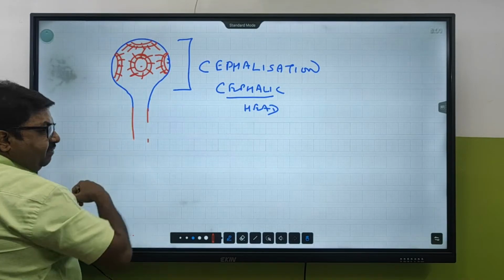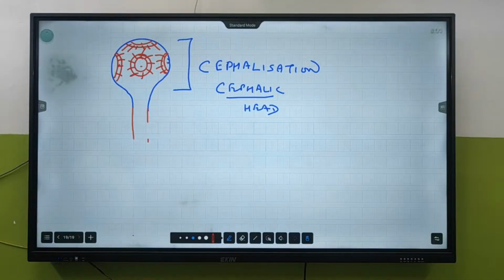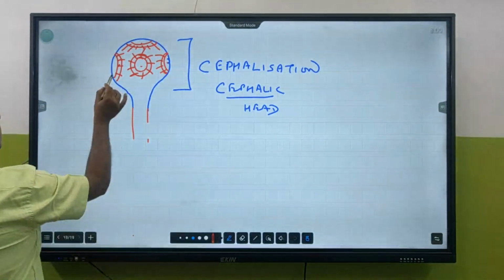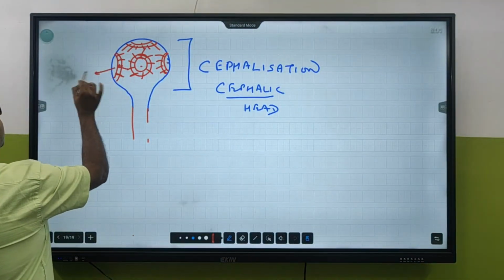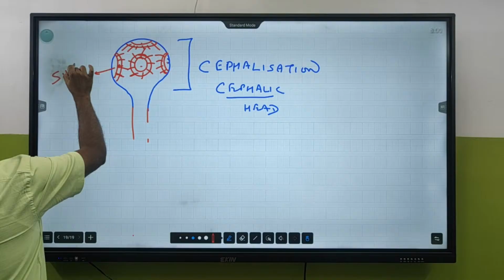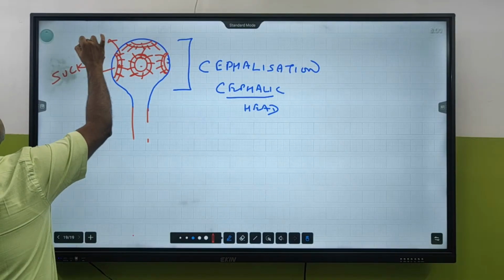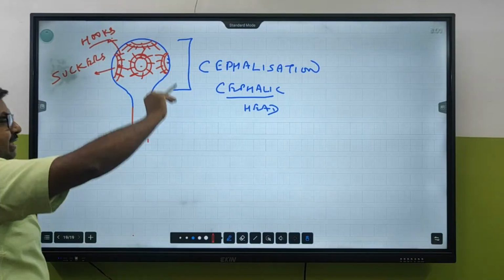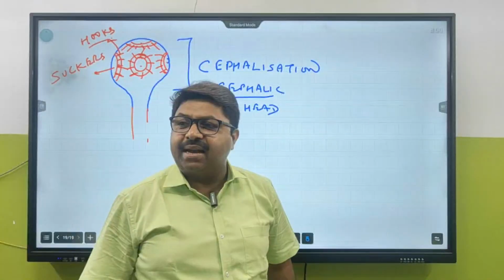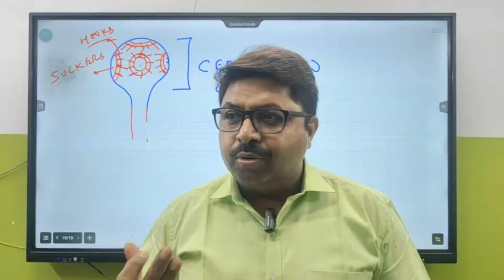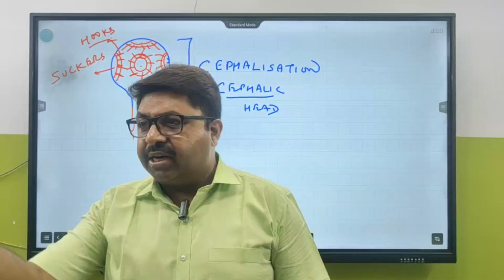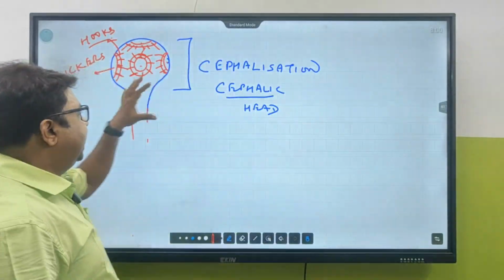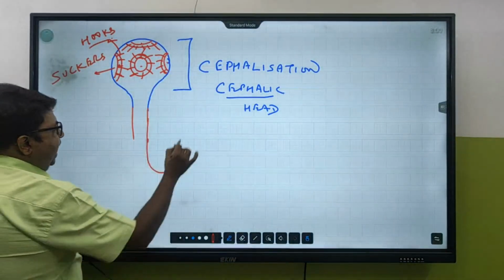So 1, 2, 3, 4 and the back 5. The whole of the head has suckers and hooks attached on them, by which they firmly attach to the intestinal wall to take all the nourishment that you are having in your body. Clear? So this is the head-like portion in a tapeworm.